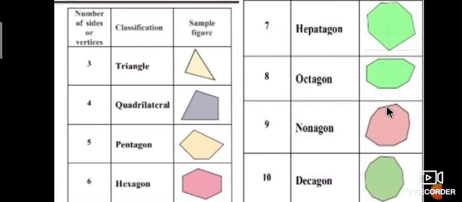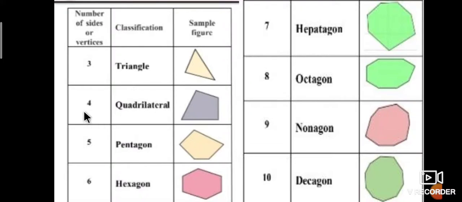Next is the types of polygons, the classification of polygons. Observe this. The first classification is by number of sides or vertices. First, observe, students: a triangle is a polygon which has three sides. This is called a triangle.